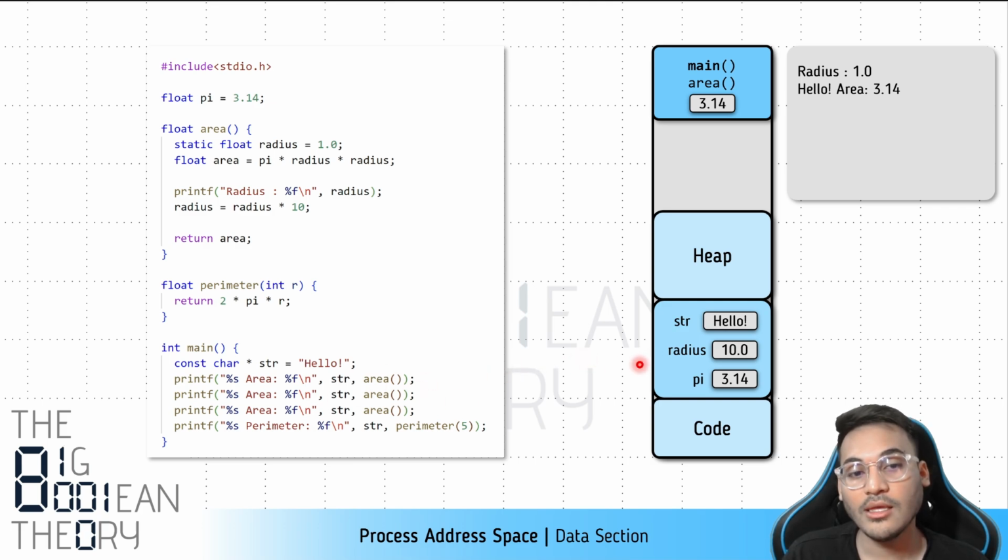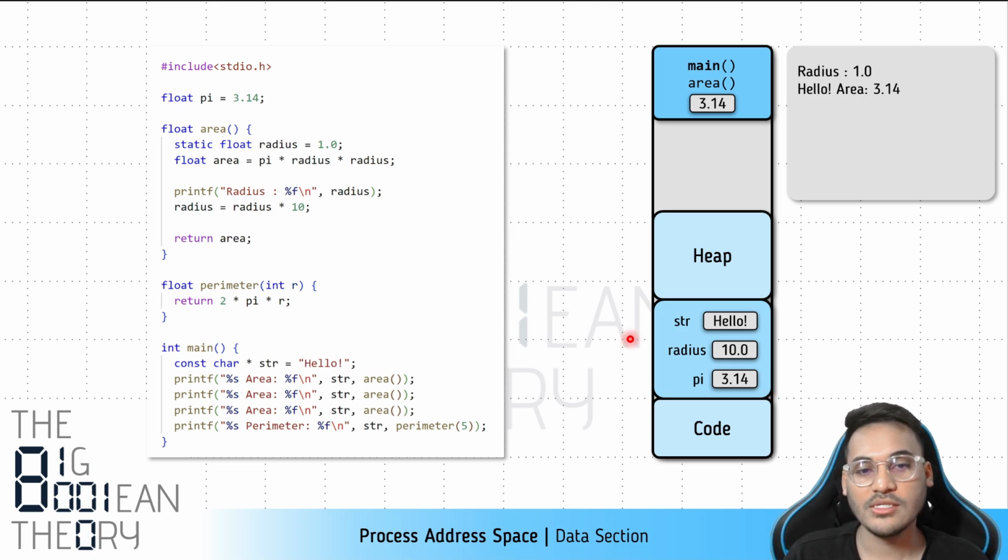Now you'll understand why I have defined this radius as static, because I want this value to persist across function calls. Initially its value was 1, then I made it 10, and I want to use the value 10, right? Even if the function call has returned, this radius variable, since it has been defined on the data section, since it's a static variable, is still there. And now when we calculate area, we will use the value of 10 instead of 1. So there might be cases when you want to persist a variable across function calls, right?